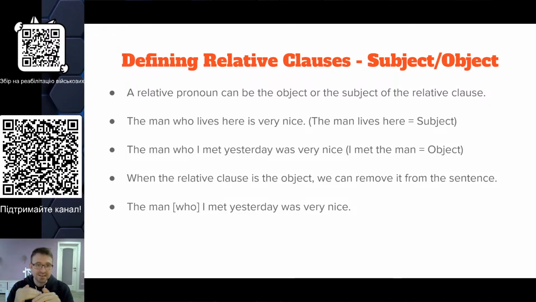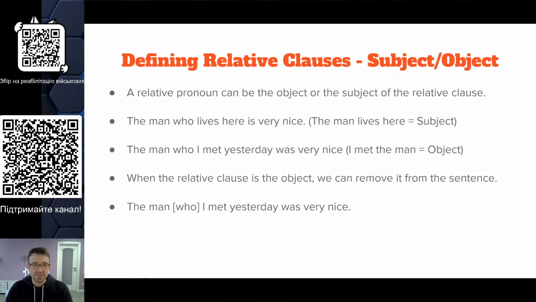In the second sentence, the man who I met yesterday was very nice. Here, who I met is our relative clause. Who did I meet? I met the man. Who, again, is about the man. But here, who is the object of the sentence, because I am the subject, met is the verb, and the man, this is the object.